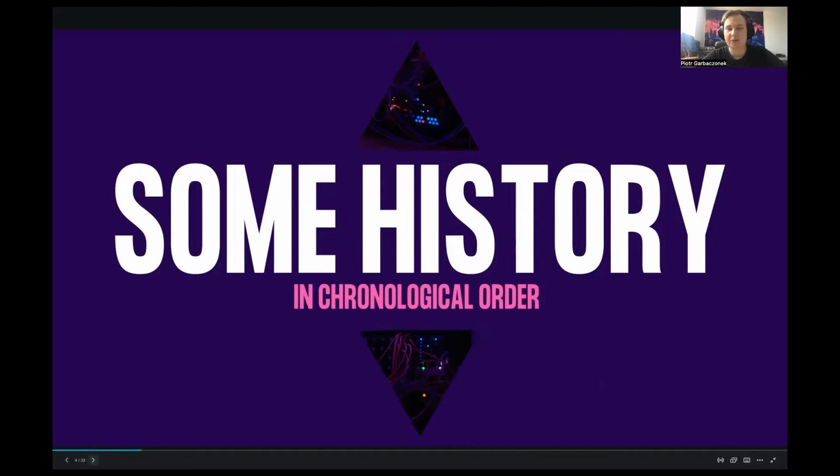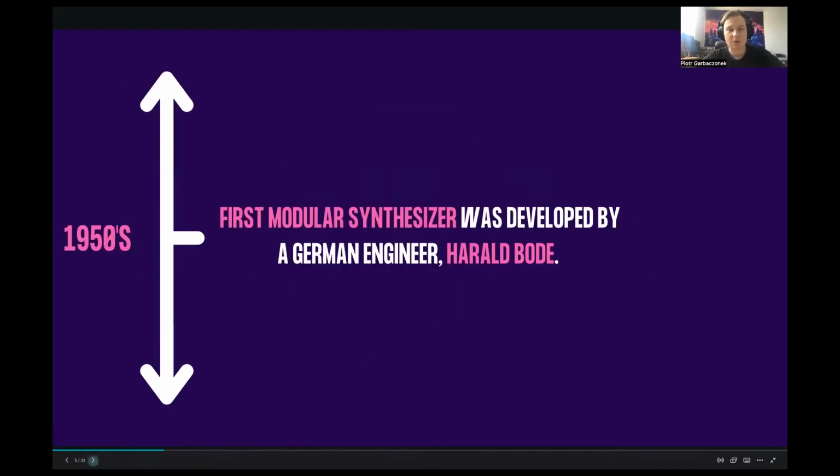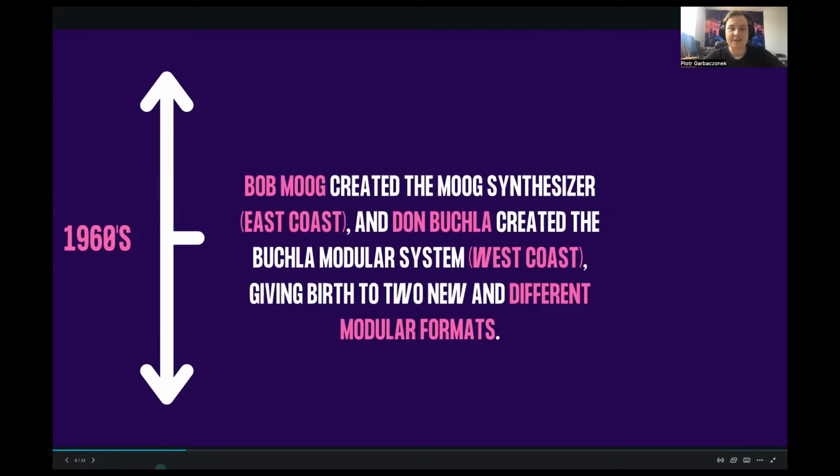A little bit of history in chronological order for you to grasp the idea of how it all started and where we are at right now. In the 1950s, the first modular synthesizer was developed by a German engineer, Harald Bode. In the 1960s, Bob Moog created the Moog synthesizer, and Don Buchla created the Buchla modular system, giving birth to two new and different modular formats. Because Bob Moog was in Asheville, North Carolina, it's East Coast, and Don Buchla did his work in Berkeley, California, which is West Coast.